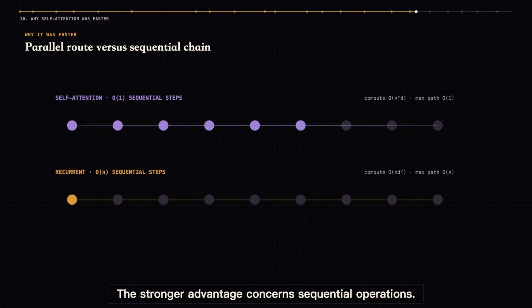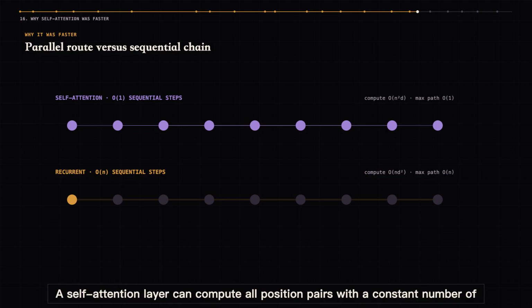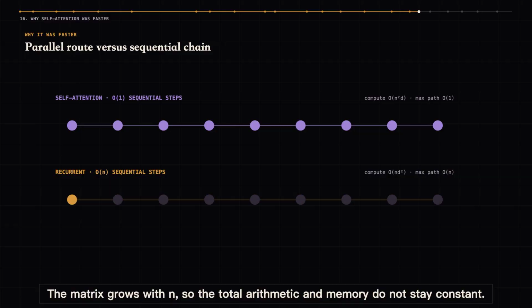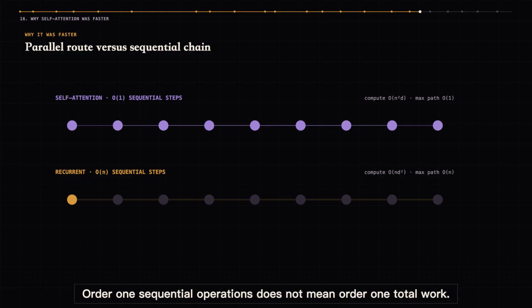The stronger advantage concerns sequential operations. A recurrent layer requires n sequential steps because each state depends on the previous state. A self-attention layer can compute all position pairs with a constant number of sequential stages at the layer level. The matrix grows with n, so the total arithmetic and memory do not stay constant. Order 1 sequential operations does not mean order 1 total work.